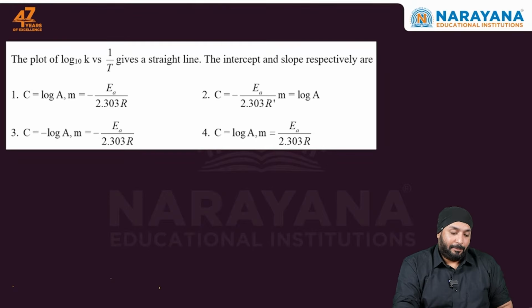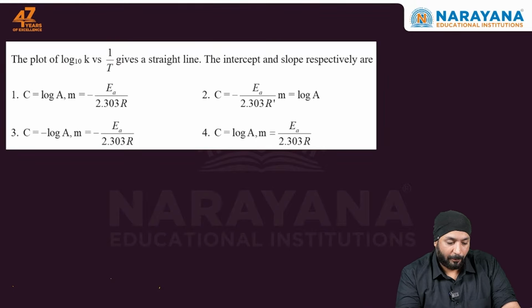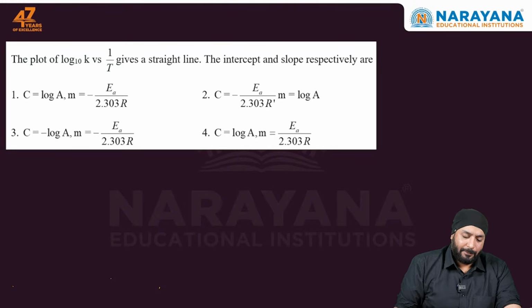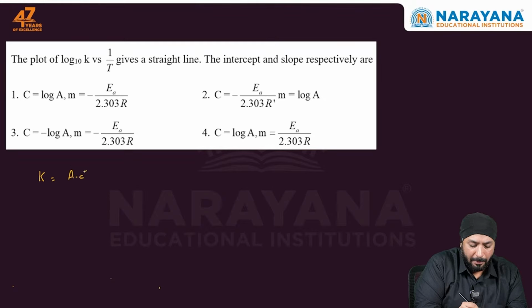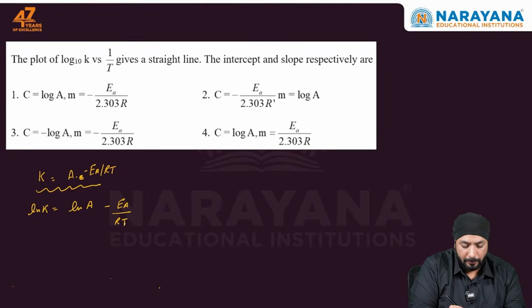So question number 1 of the chemistry memory based examination. The plot of log 10 k versus 1 by T gives a straight line. So this is a question which came from kinetics. We know that rate constant k is equal to A times e raised to minus Ea by RT. Now this is the Arrhenius equation, and if we take natural log, natural log of k is equal to natural log of A minus Ea by RT, right.